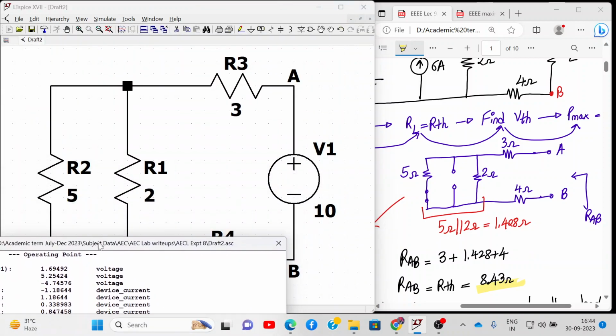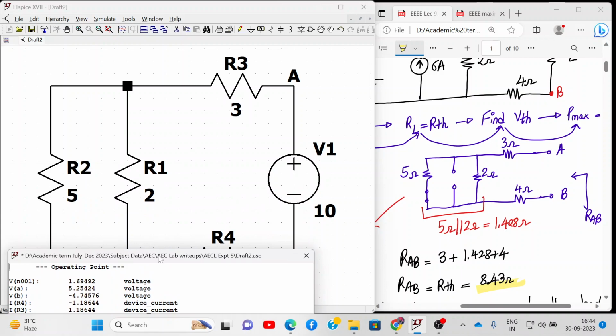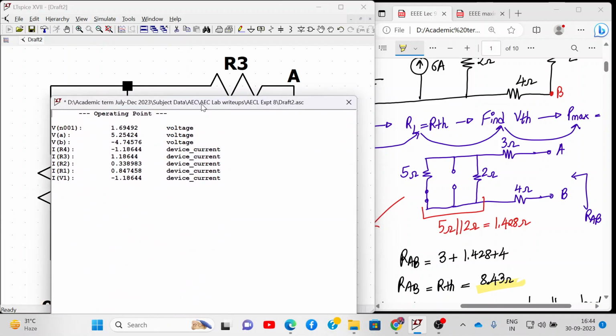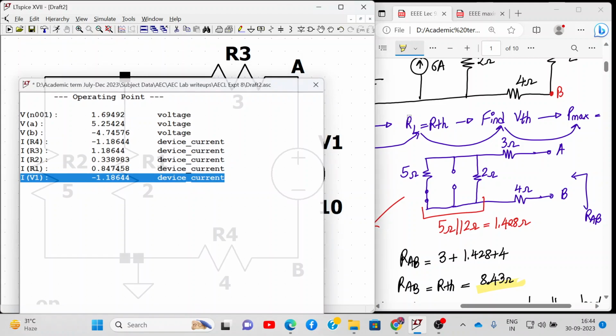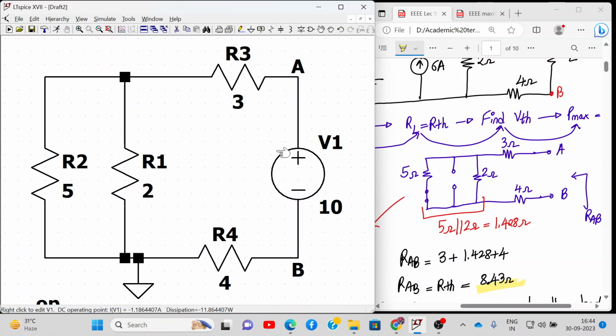Don't worry, the current coming out of the voltage source in LTspice is considered to be negative. So I of R1 is 1.1864. I'll divide 10 by 1.18644, which comes out to be 8.428. Okay, 8.428. That is very close to 8.43. So that is what we get.